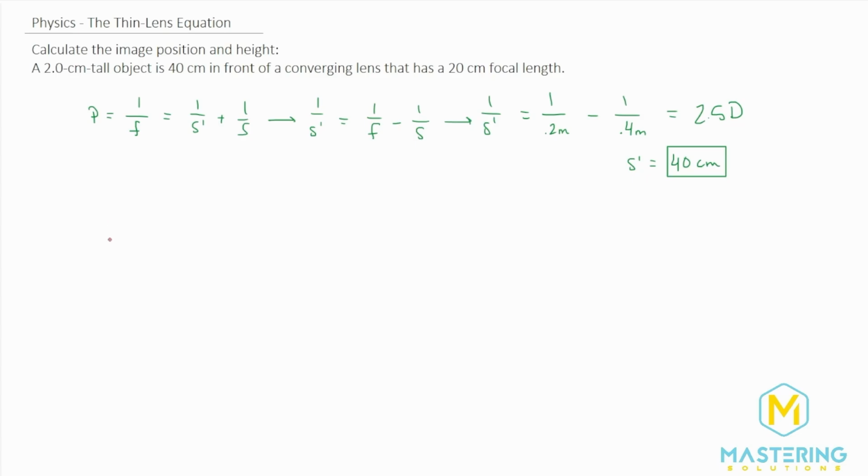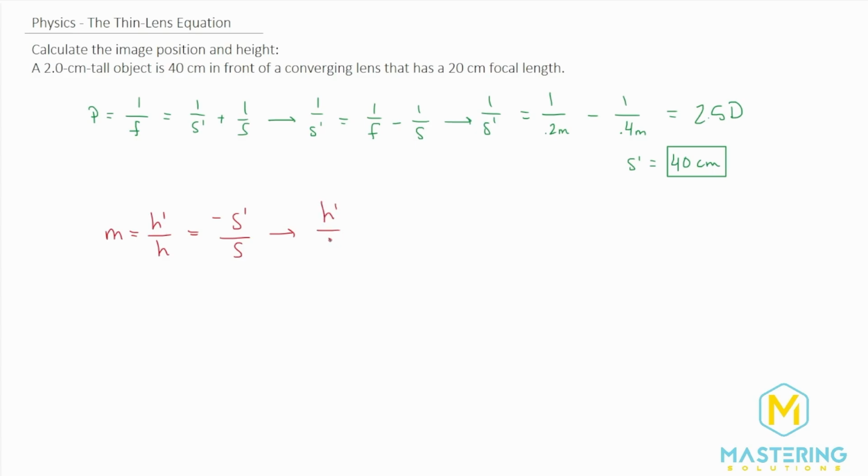Now, what are we going to use to figure out the height? We can use the magnification equation, which says that magnification is equal to the height of the image over the height of the object, which is equal to negative image distance over object distance. We're going to use this relationship right here, and the reason is that now we've calculated the image distance and we have the object distance. We have the object height and we need to figure out the image height. So that's the only unknown value for this section right here.